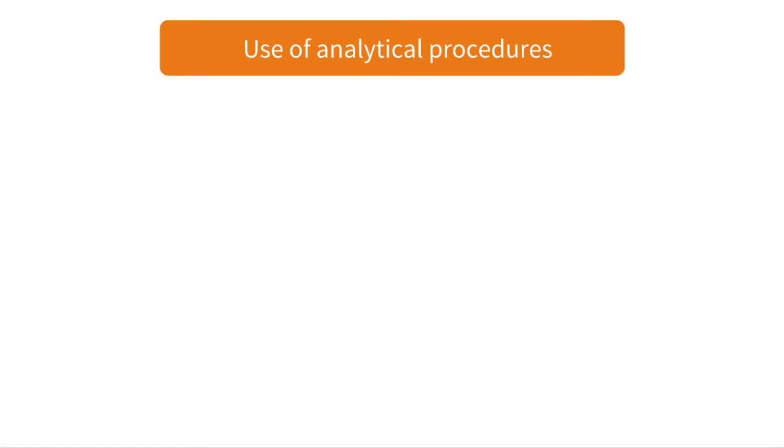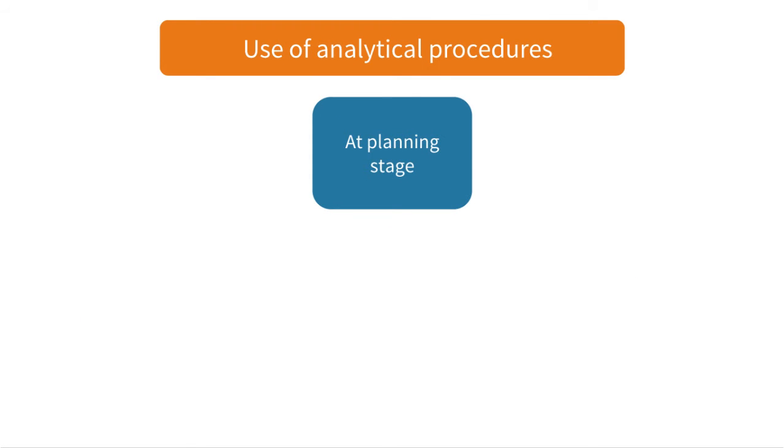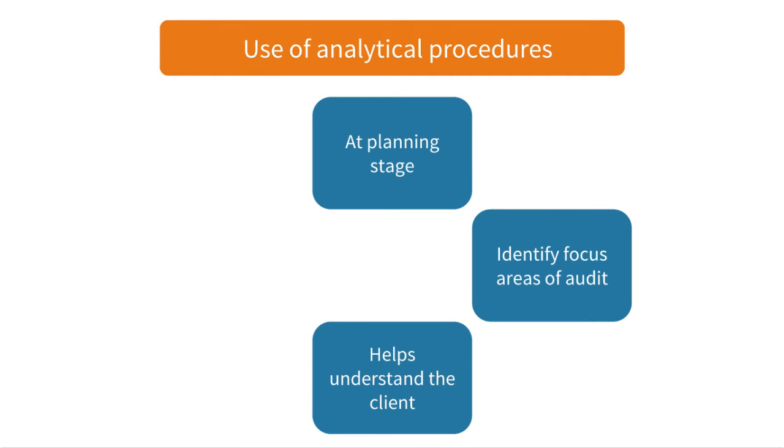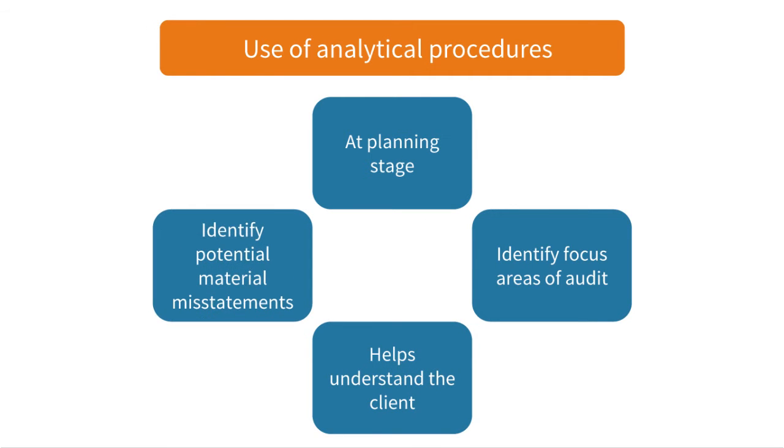Auditors use analytical procedures at the planning stage when identifying balances that may require more focus during the audit. They compare the current financial information to the previous year, budgets and industry using analytical tools such as ratios. These help understand the client, identify potential material misstatements, and assess the audit risk or risk of issuing an inappropriate opinion associated with the client.